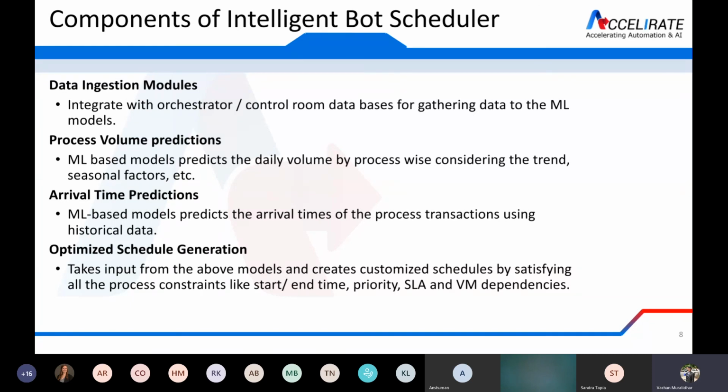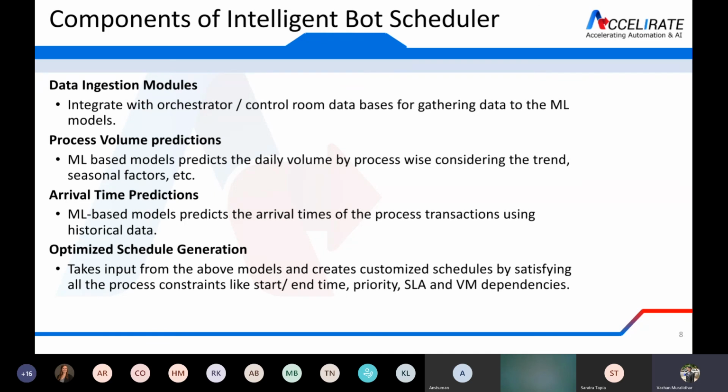So for example, if the models predict that a process P1 might require 20 hours of licensing time on a daily basis, we still don't know when those transactions might come in. It might be in the morning, it might be after hours, and so on. So the arrival time prediction model will predict when those transactions will be coming in. These models utilize the historical data to predict these two factors.